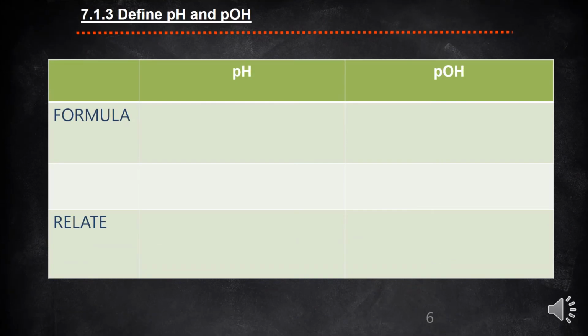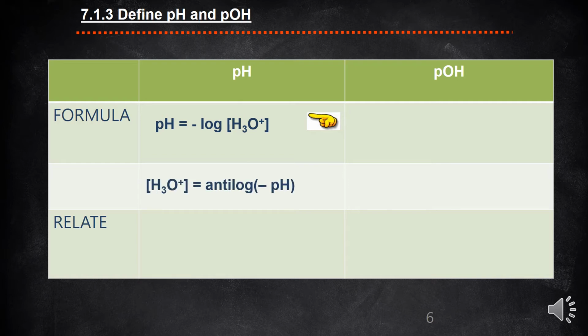In chemistry, pH is a scale used to specify the acidity or basicity of an aqueous solution. pH are defined as negative log concentration of hydronium ion. We also can find the concentration of hydronium ion by antilog negative pH value. So, we can relate that the higher the concentration of hydronium ion, the value of pH becomes smaller.